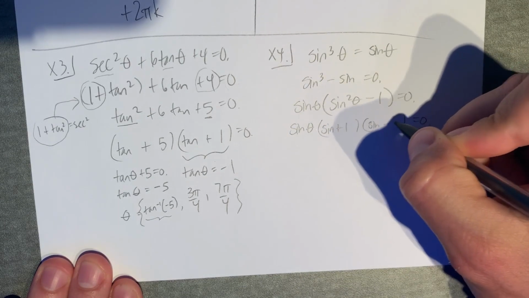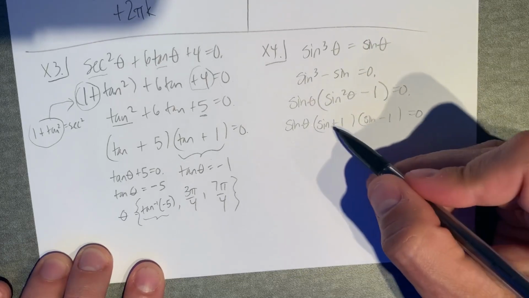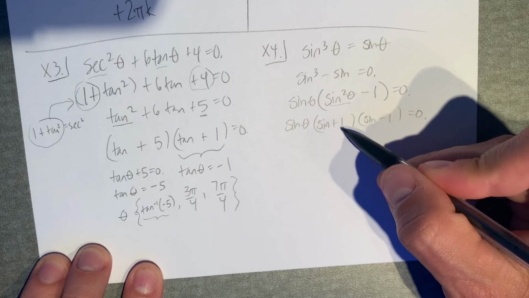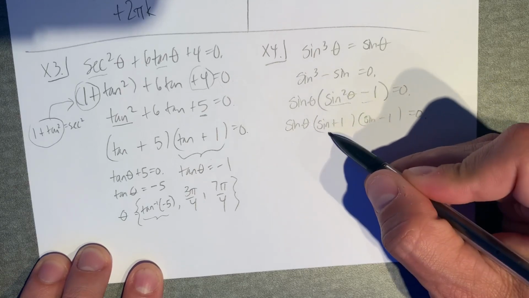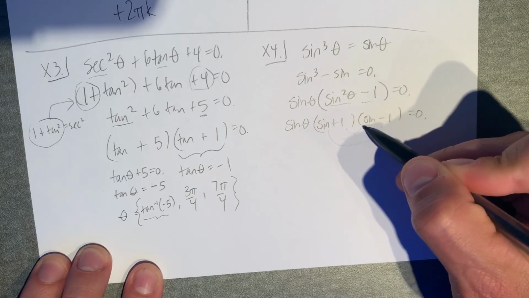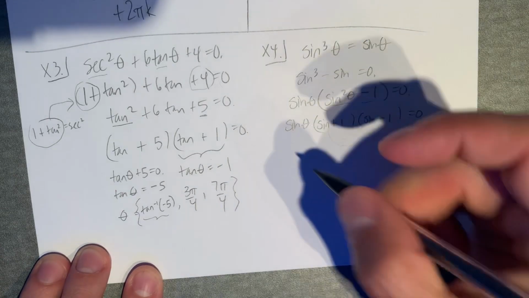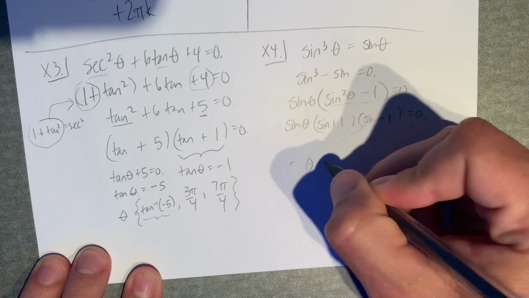sine minus 1. And I know that because first times first is sine squared, which we have here. Last times last is -1, which we have here. Outer is minus sine, inner is positive sine, and those would cancel. So I essentially have 3 factors, and we're going to go ahead and solve those separately.